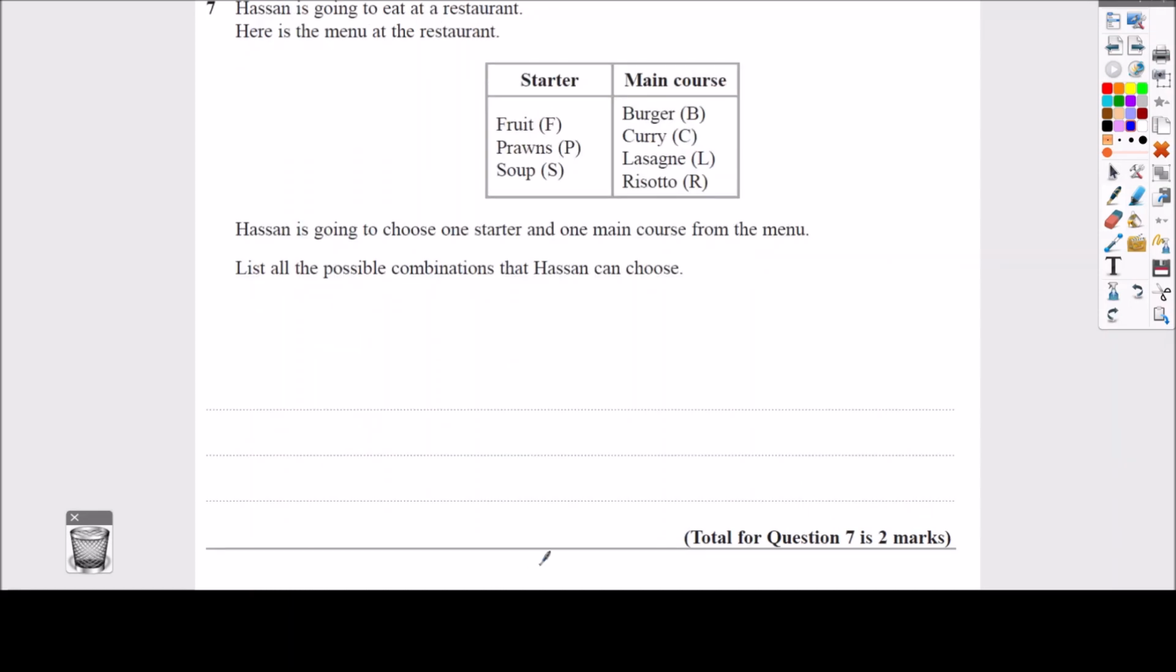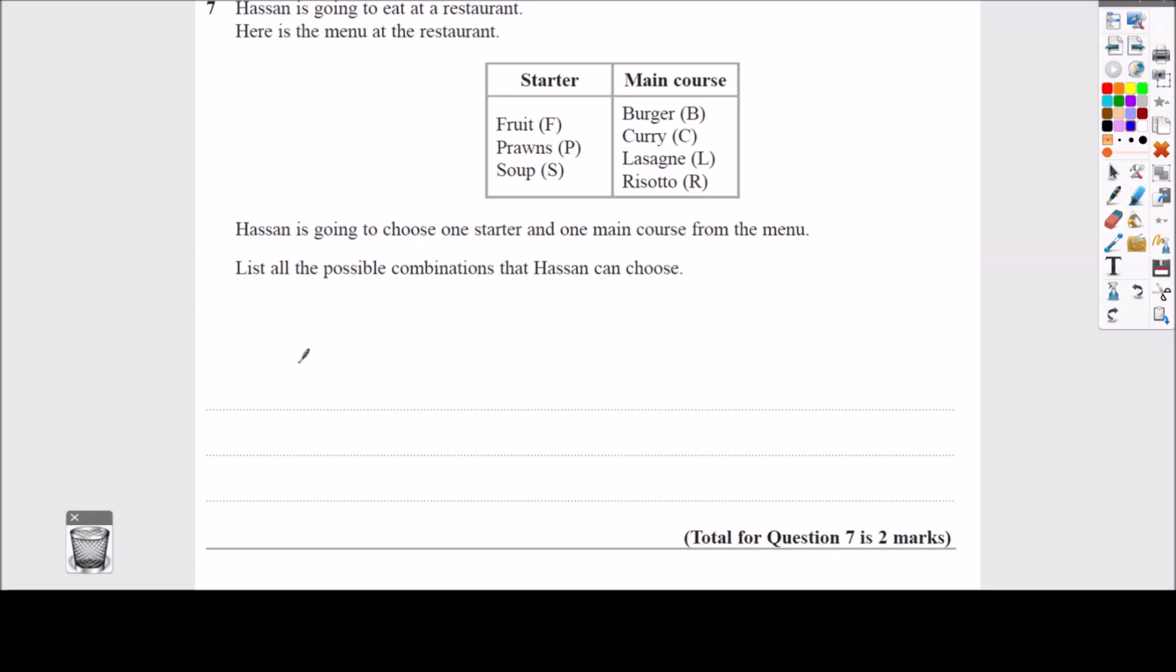Question 7. So, list all the possible combinations that Hassan can choose, where he's choosing one starter and one main course. Now, they're encouraging you just to use the letters here, so don't feel that you've got to write out fruit burger, fruit curry, and what have you, which will take forever. So I would suggest you start with each starter, and in turn list that with each of the main courses.